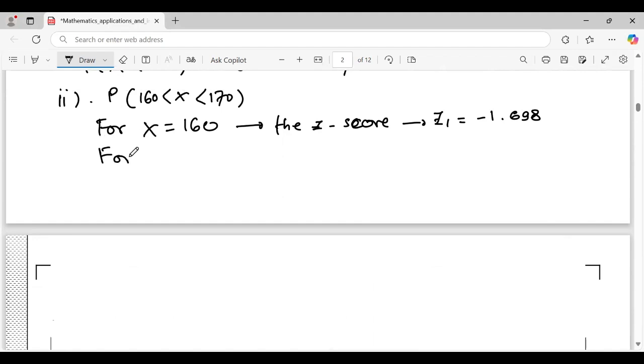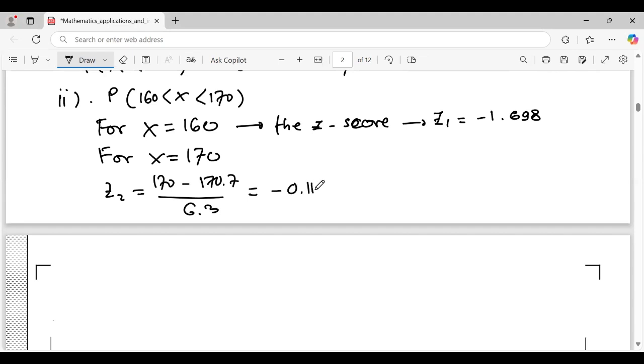And for x equals 170, z2 equals 170 minus 170.7 over 6.3. The result is minus 0.1111, and so on. Round off becomes minus 0.111, 3 decimal places.